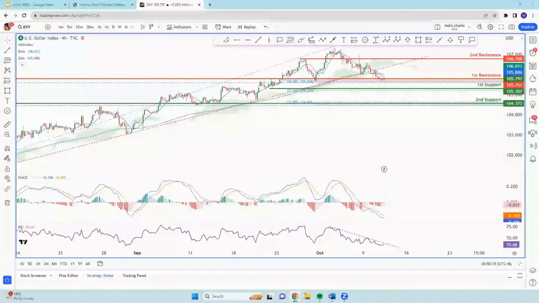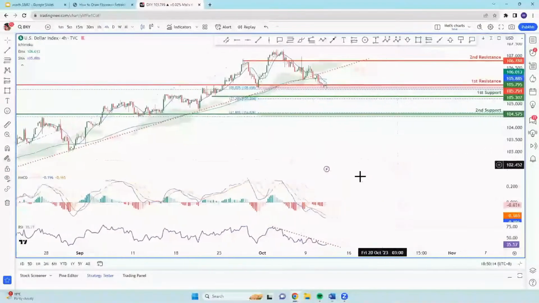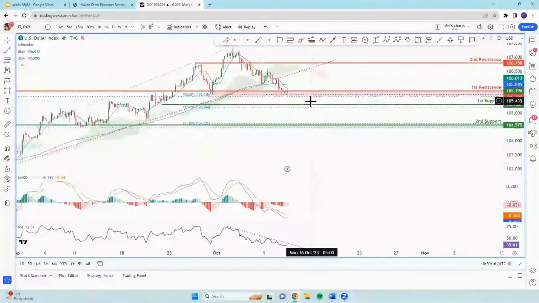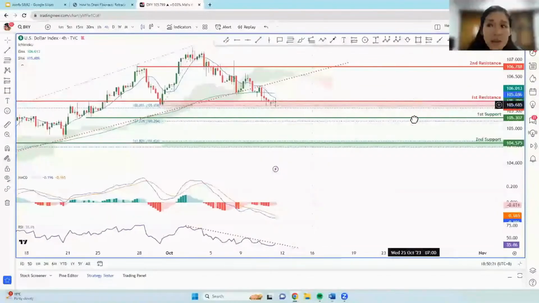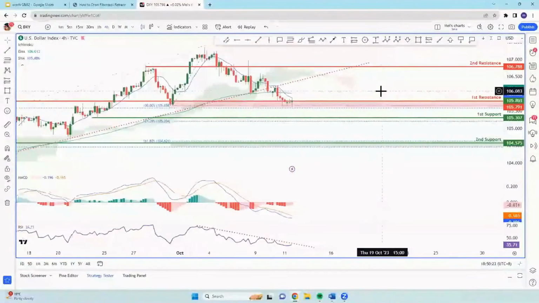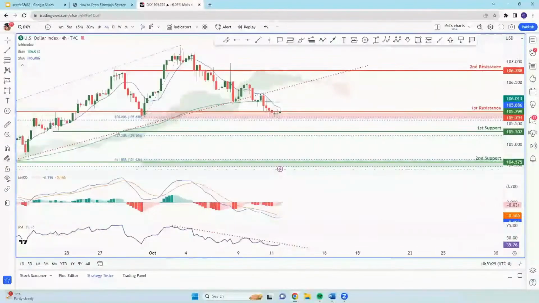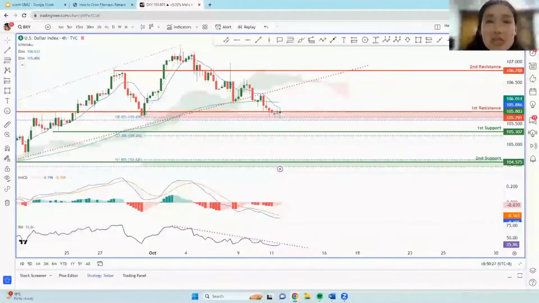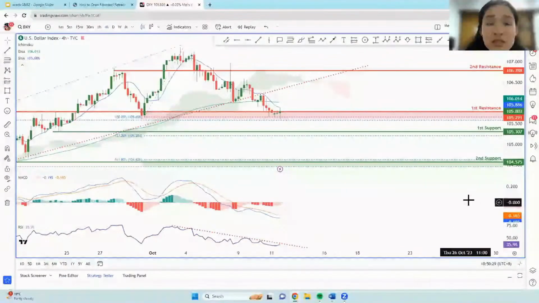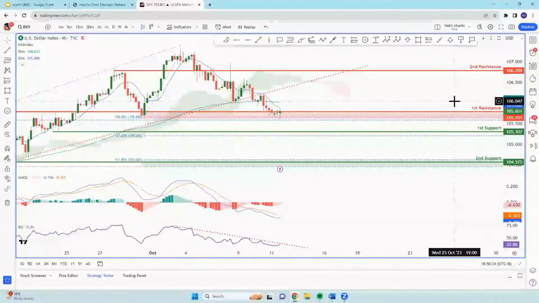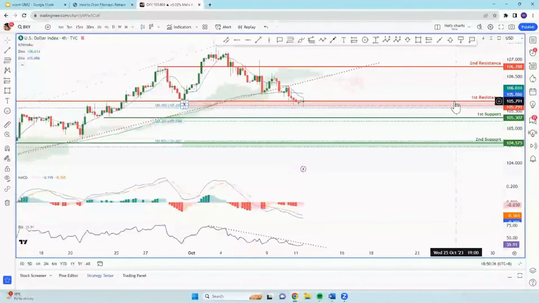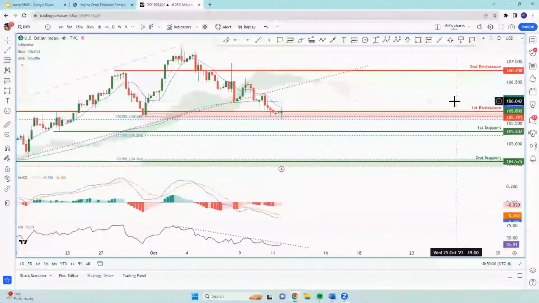The first resistance is a bit low, like the swing low. How did I come to the first resistance on the swing low? Yes, on the swing low. I mean, resistance is supposed to be at the top, not the bottom.